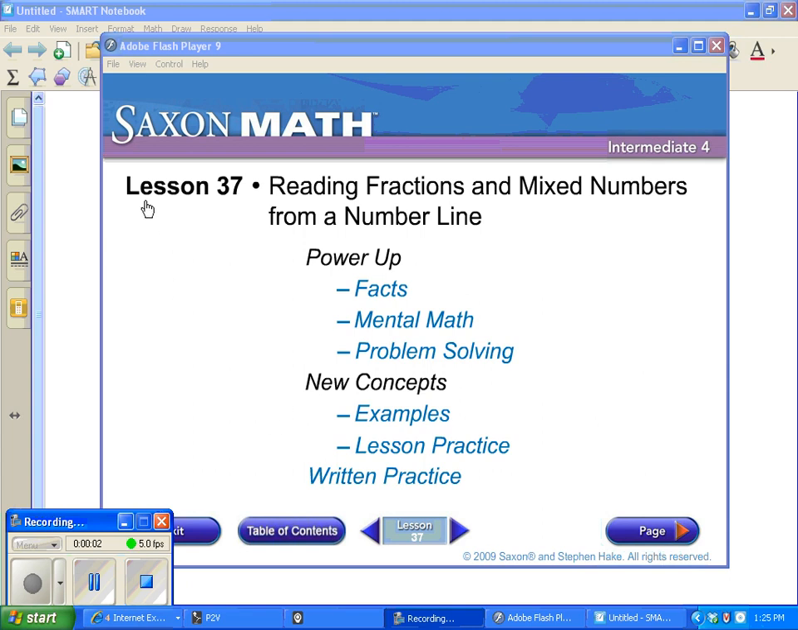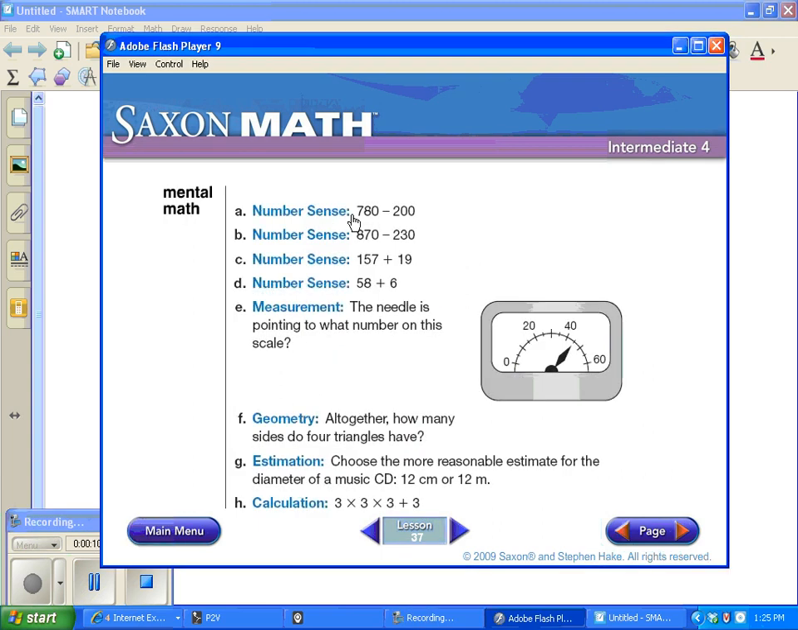Okay, Saxon 4 math class, it's time for lesson 37, reading fractions and mixed numbers from a number line. So let's warm up with some mental math. For 780 minus 200, let's just look at the hundreds. So 700 minus 200 is 500 plus 80, 580.